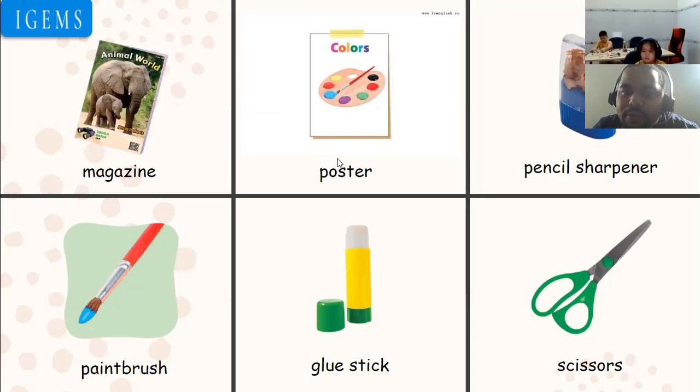Poster. Poster. Once again, poster. That is correct. And then what is the other one? Pencil sharpener. That's correct. And what is the other one? Paint brush. Paint brush.